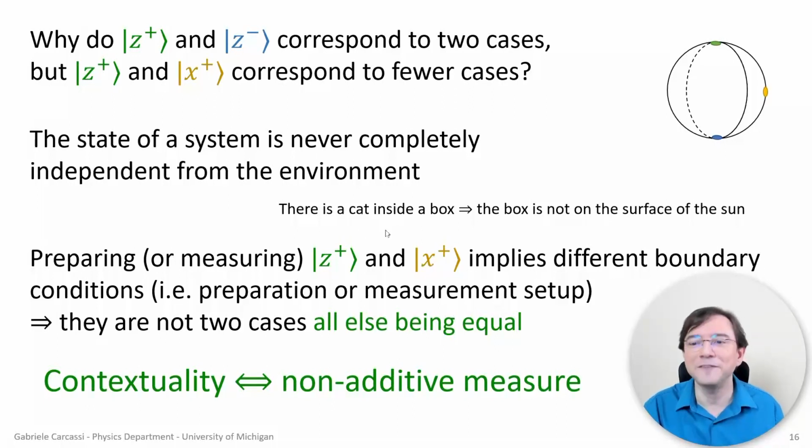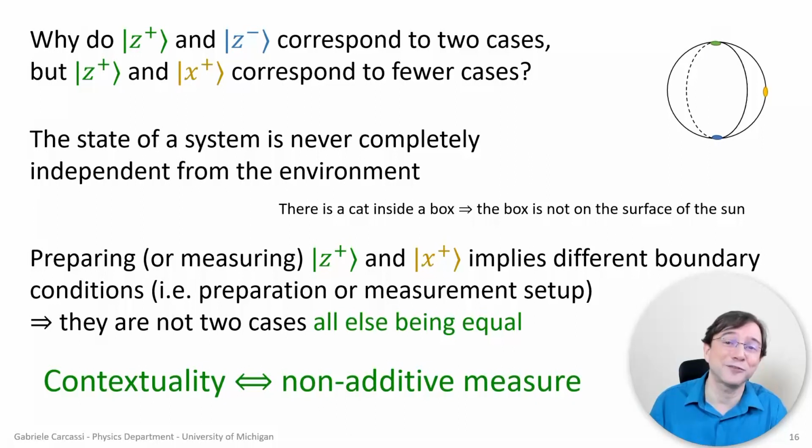So for example, if I tell you there is a cat inside a box, then I'm implicitly telling you that the box is not on the surface of the sun. Because if it were on the surface of the sun, at 5,000 Kelvin, whatever temperature there is there, the box would not exist and the cat wouldn't be there. So the statement "there is a cat inside a box" would not be applicable, would be totally false.